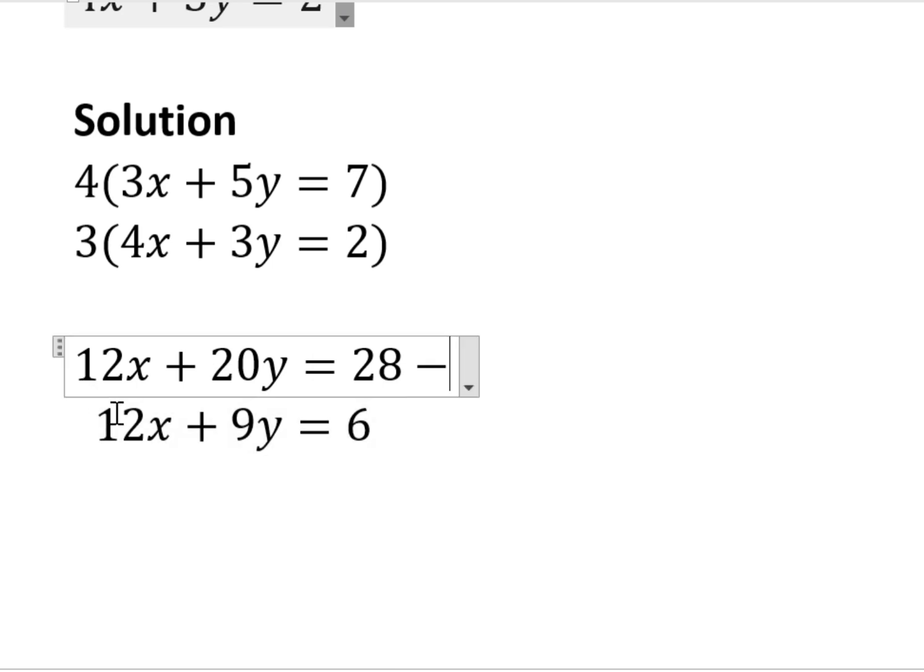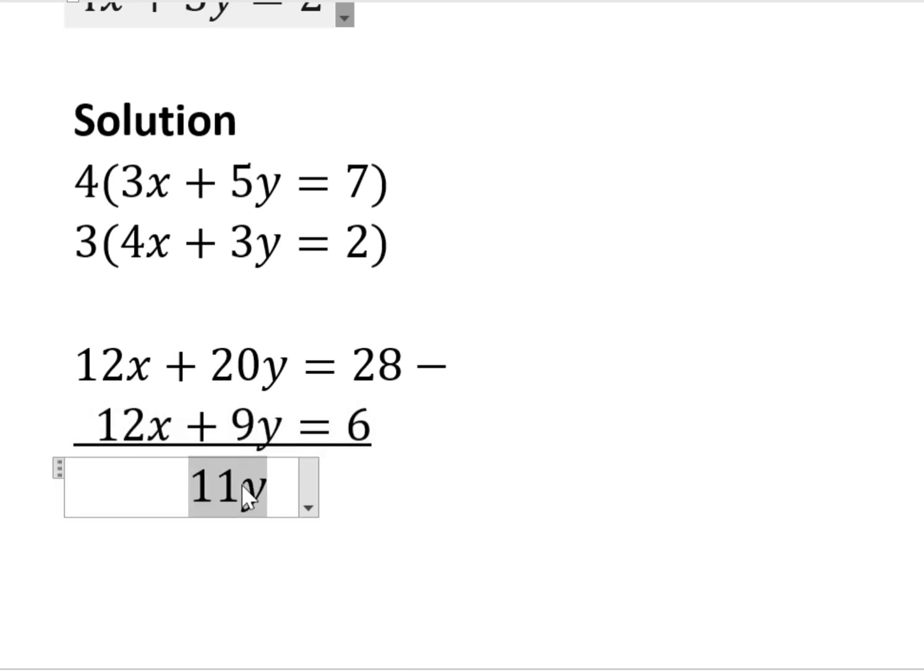We have 12x minus 12x giving us 0x, so we don't have to write that. Then 20y minus 9y giving us 11y is equal to 28 minus 6 giving us 22. For us to get y, divide both sides by 11.